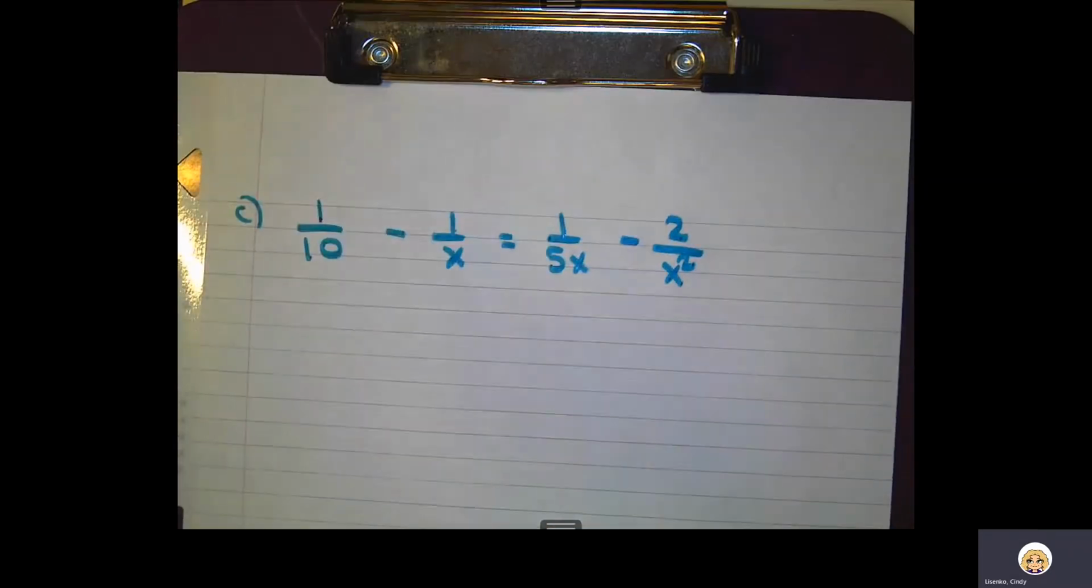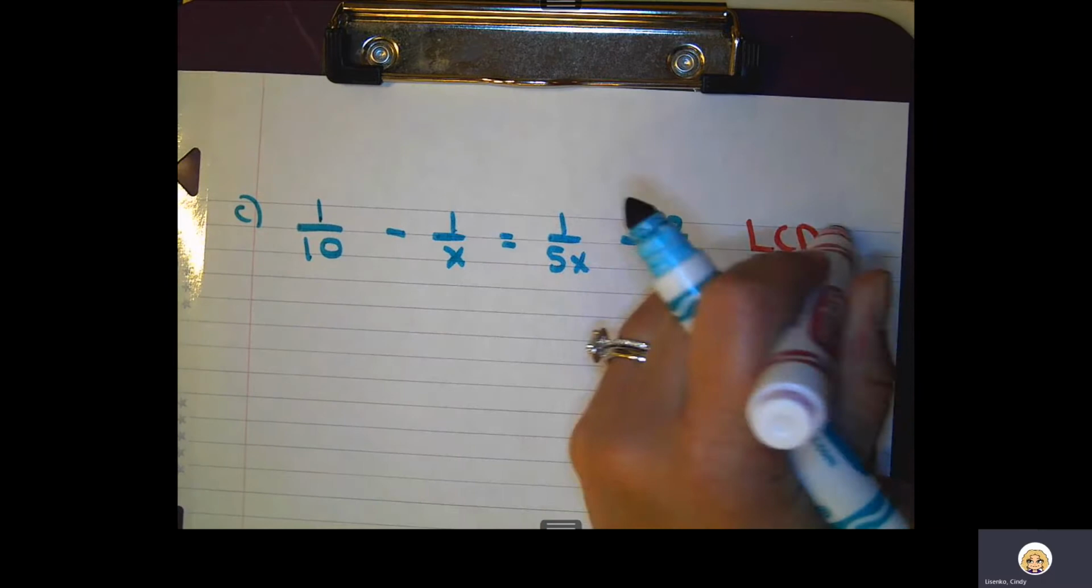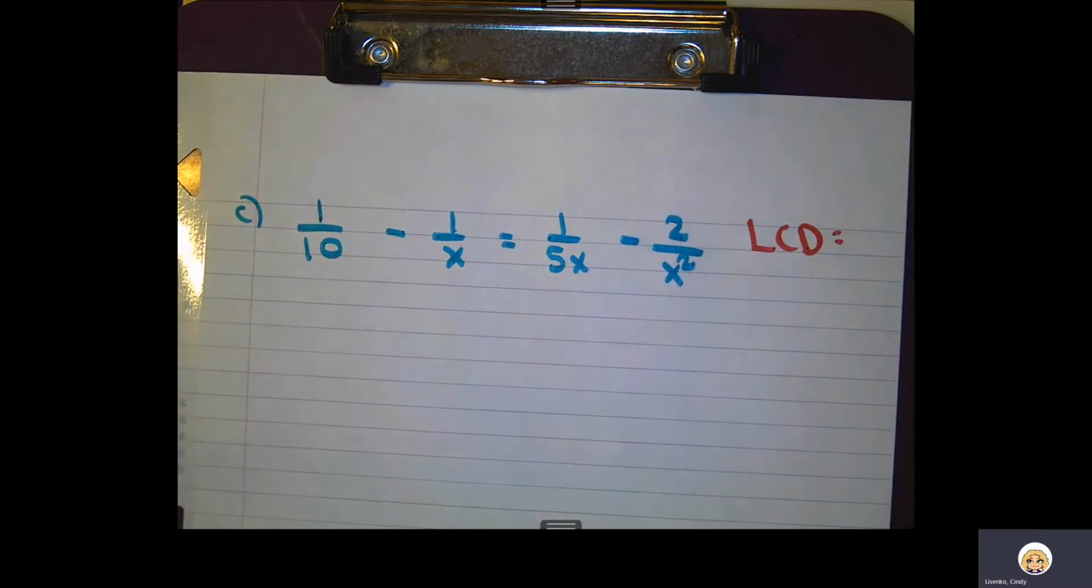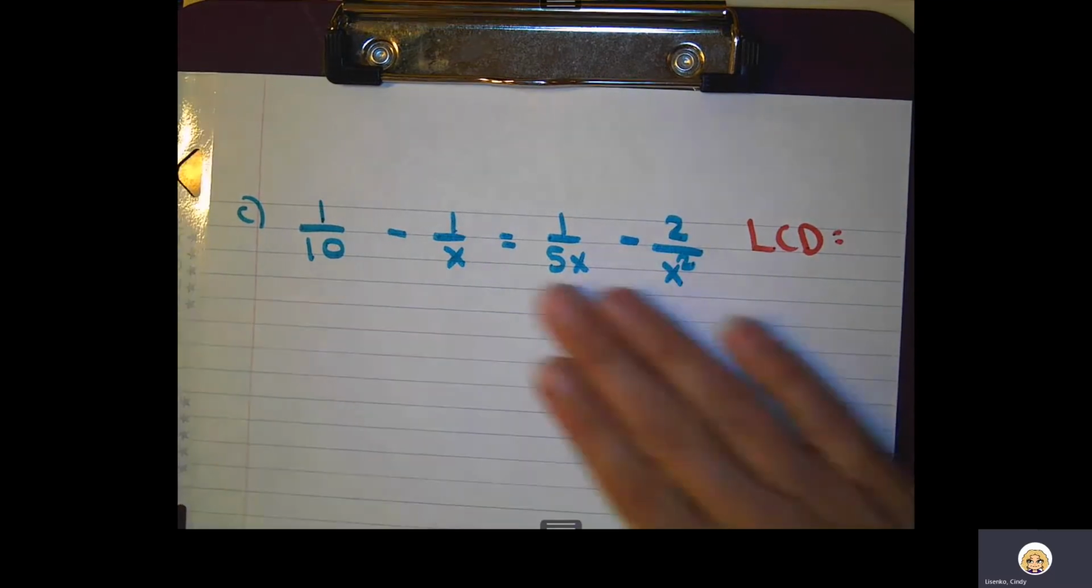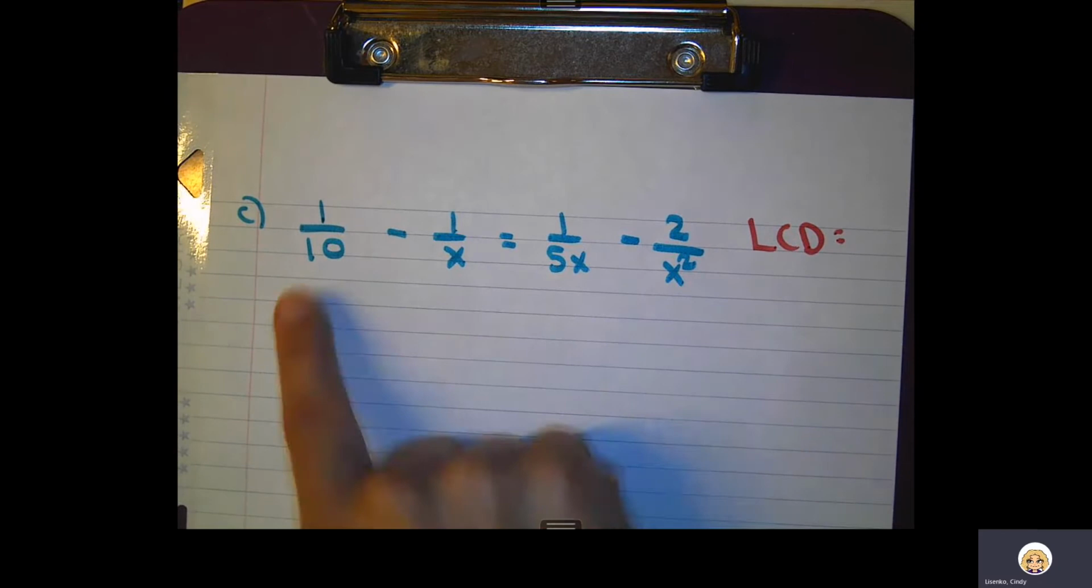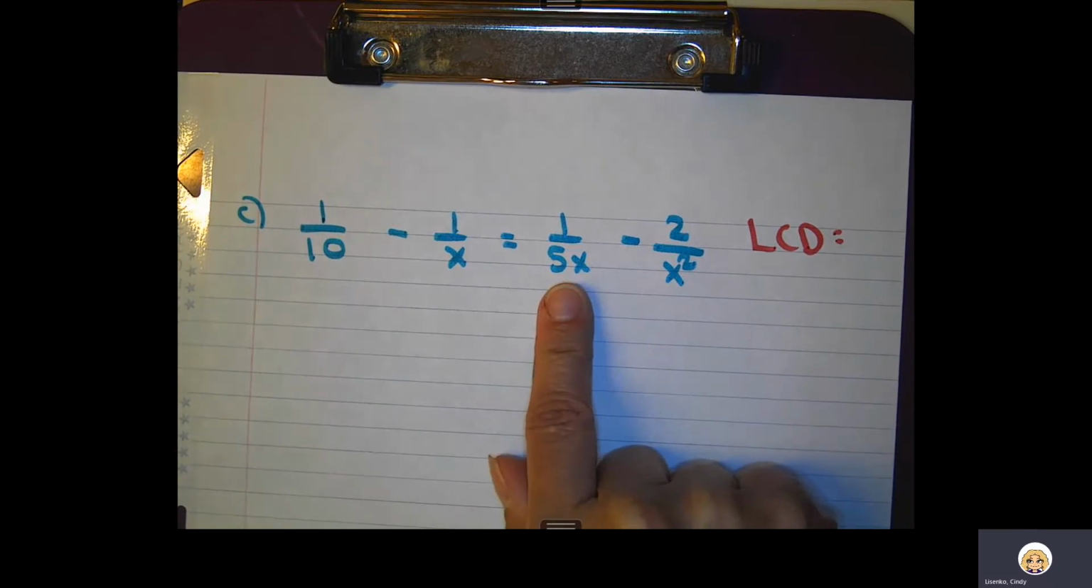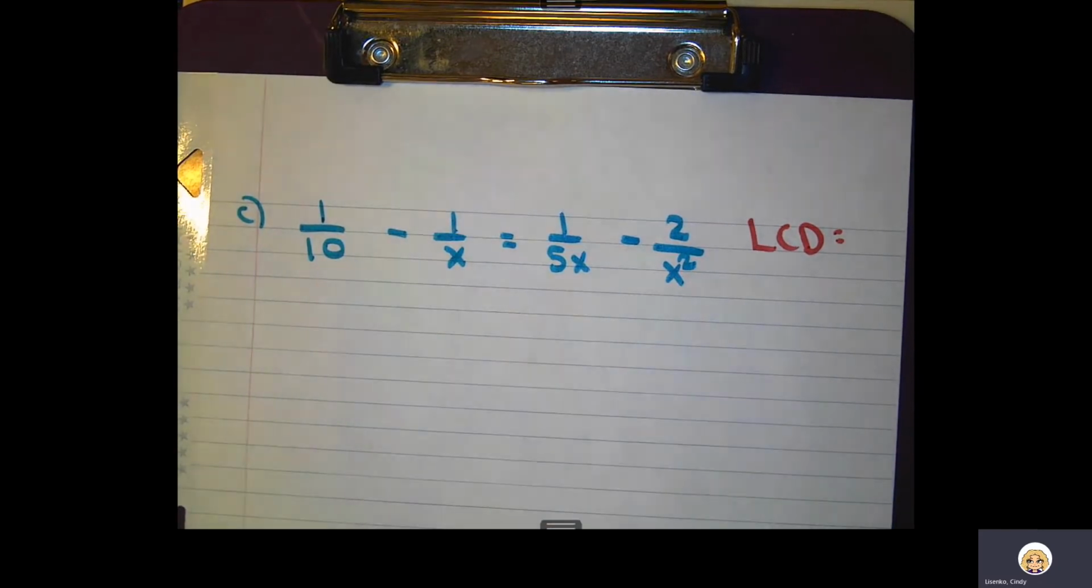All right, so since I have multiple fractions, I cannot cross multiply. I need to find the LCD. My LCD is what I need my denominator to be in order to cancel it out. So I'm going to look at my numbers first. I have a 10 and a 5. Well, a multiple that they share in common would be 10, so I can use 10. You can use 20, you can use 30, but the smallest would be easiest.